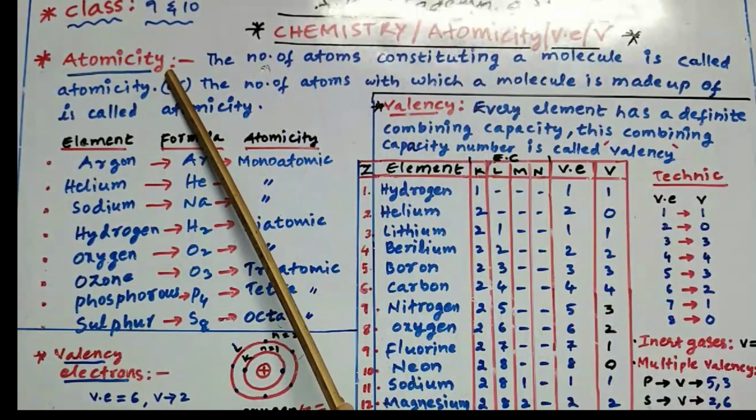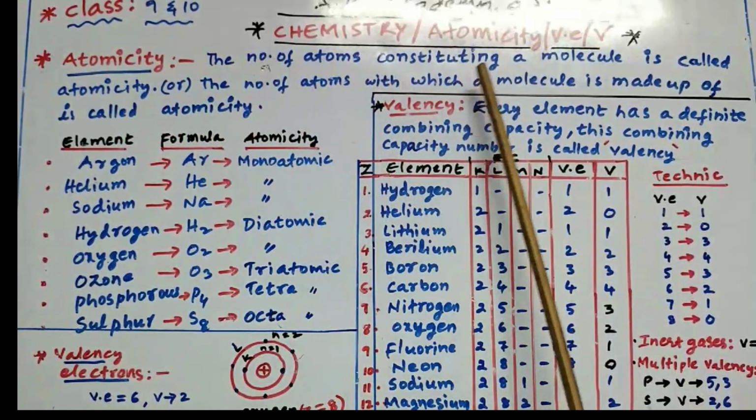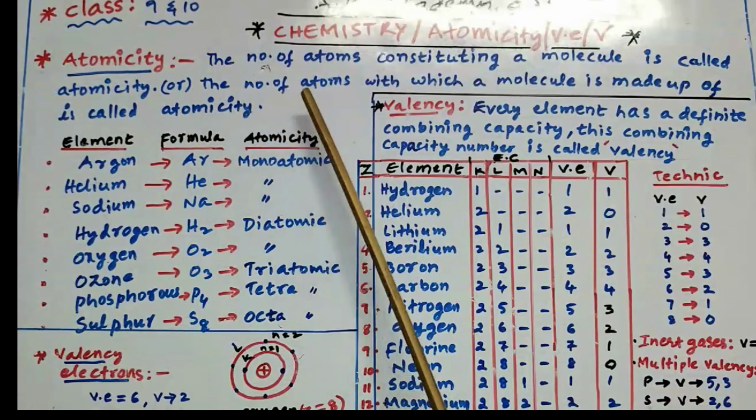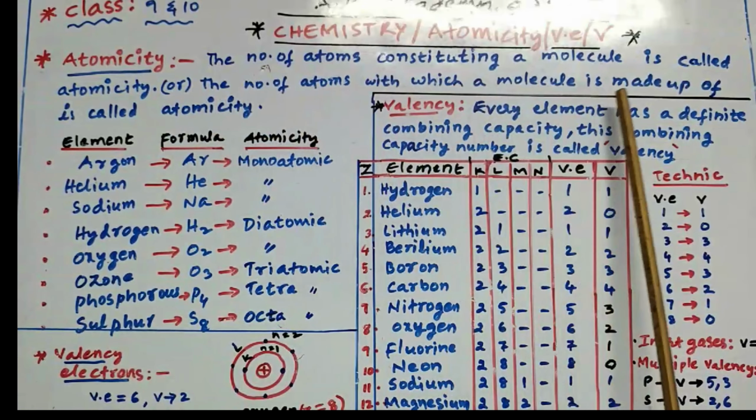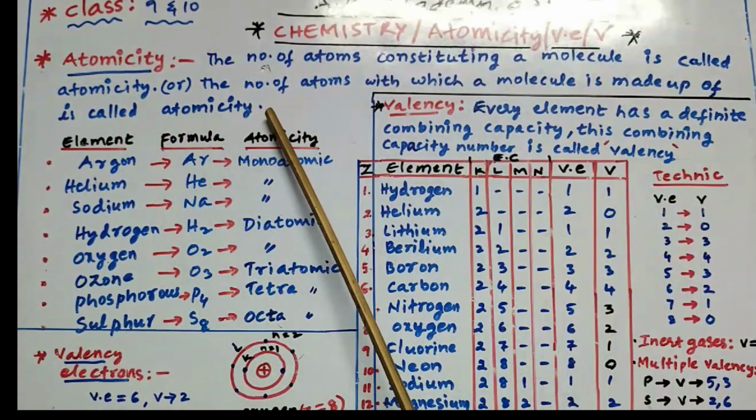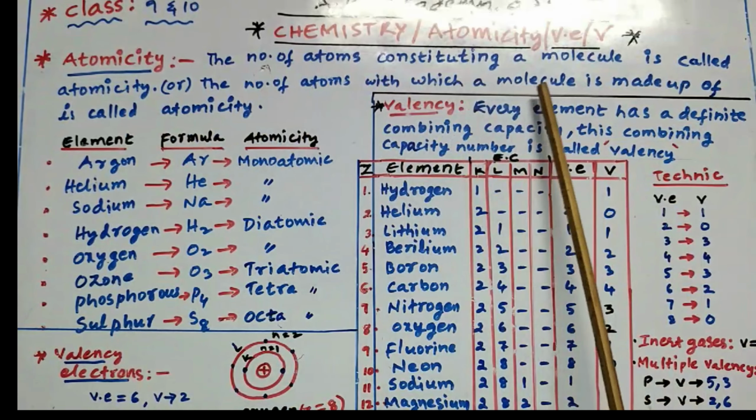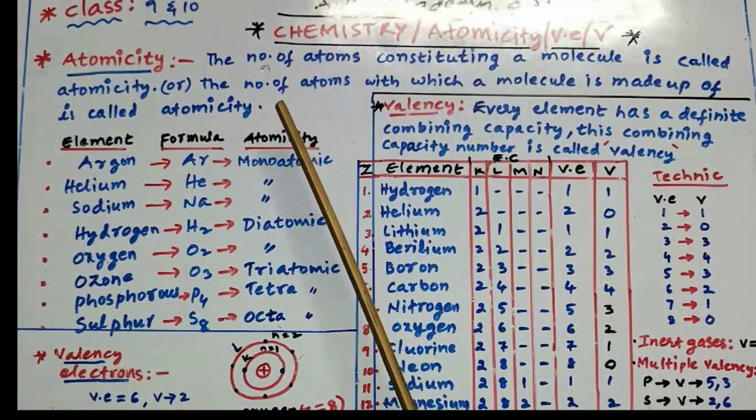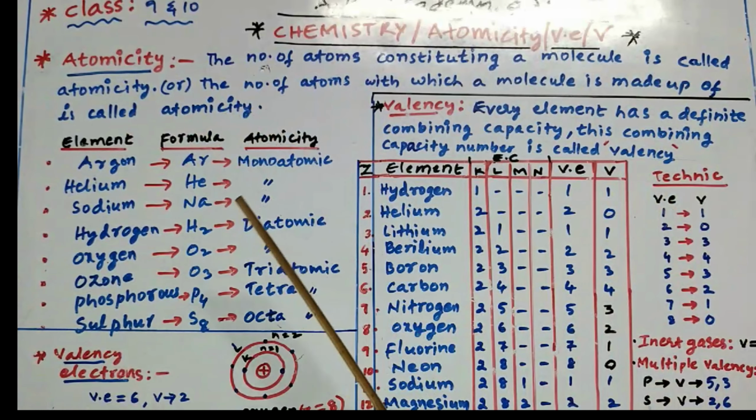What is atomicity? The number of atoms constituting a molecule is called atomicity. Another definition: the number of atoms with which a molecule is made up of is called atomicity. Some molecules are made up of one atom only.